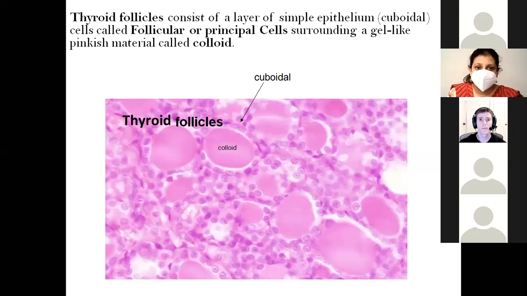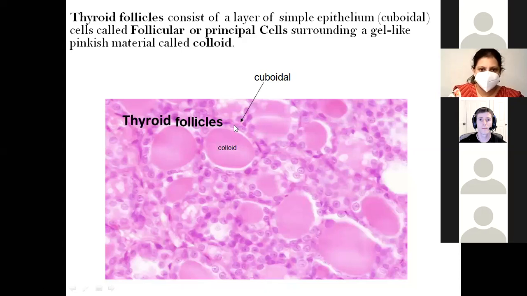Thyroid follicles consist of a layer of simple epithelium. Now, if you talk about the lining epithelium of the thyroid gland, that will be simple cuboidal epithelium. But it can also vary from cuboidal to columnar depending on the activity of the thyroid gland, and it can also go towards squamous if the thyroid gland is not working effectively, and if it's hyperactive, then you can find columnar cells. So you can see cuboidal cells over here lining the thyroid follicle.